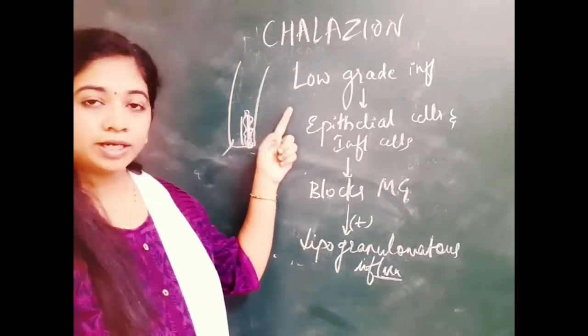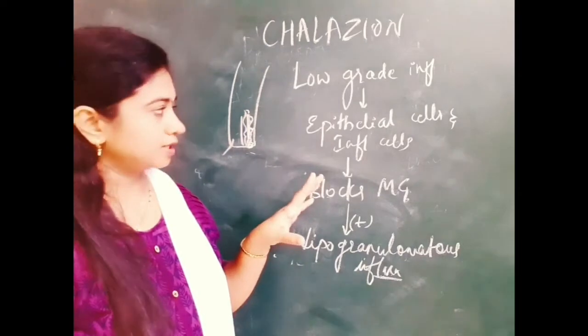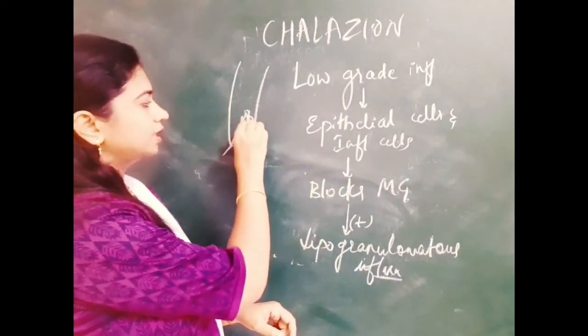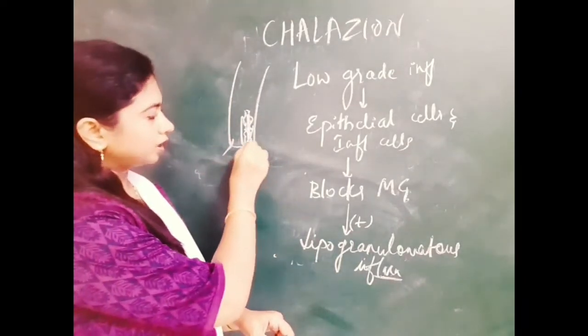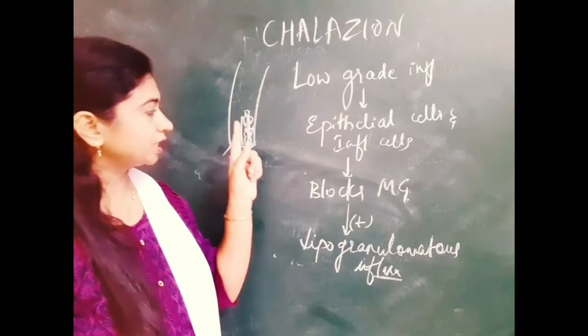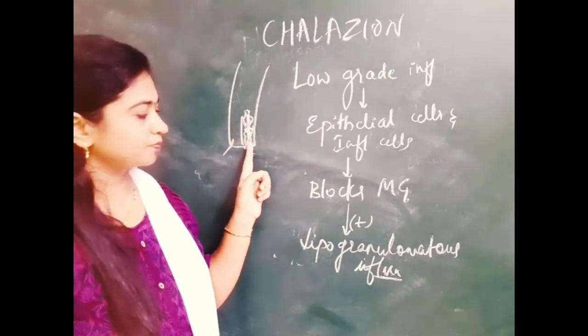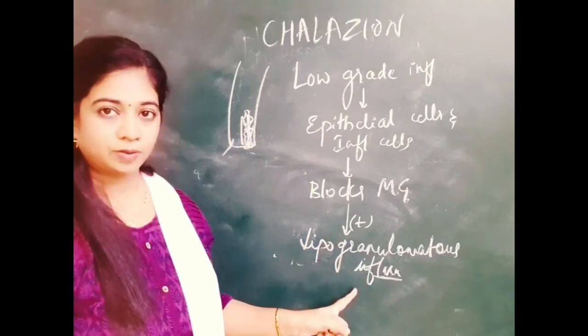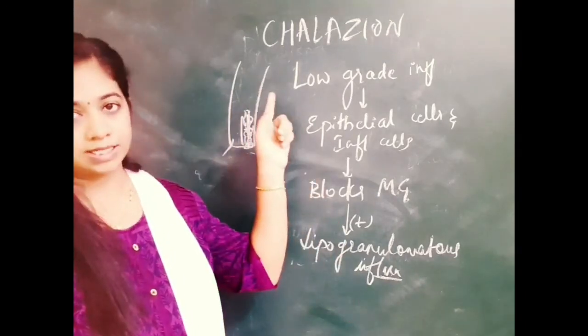So there is low grade inflammation by very low virulent organisms, which will lead to epithelial cells and inflammatory cells infiltration into the glands, thereby blocking the opening of the meibomian gland. So the secretion of the meibomian gland, which is sebum, is pent up there only in the meibomian glands. So this pent up sebum will stimulate the lipogranulomatous inflammation, thereby leading to chalazion.